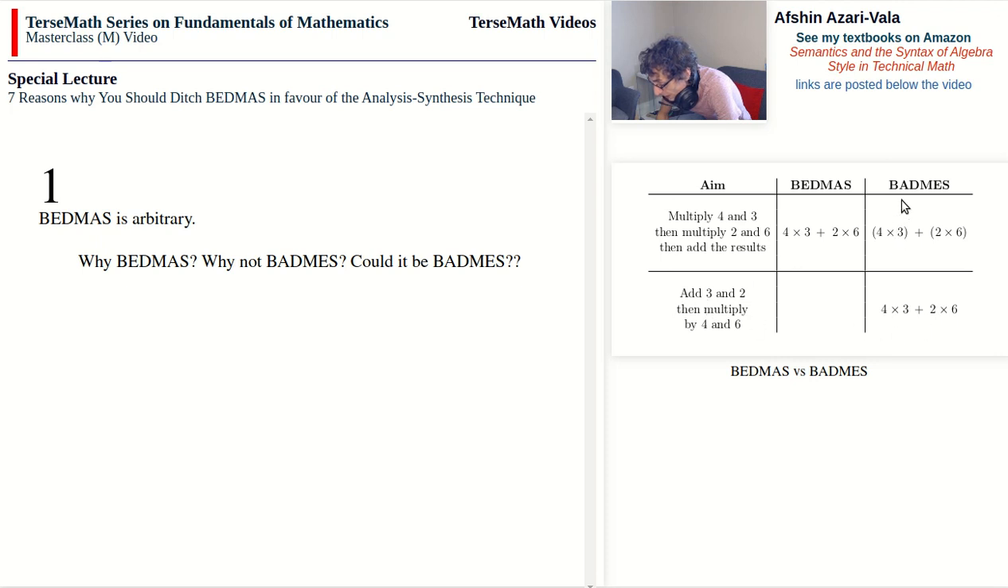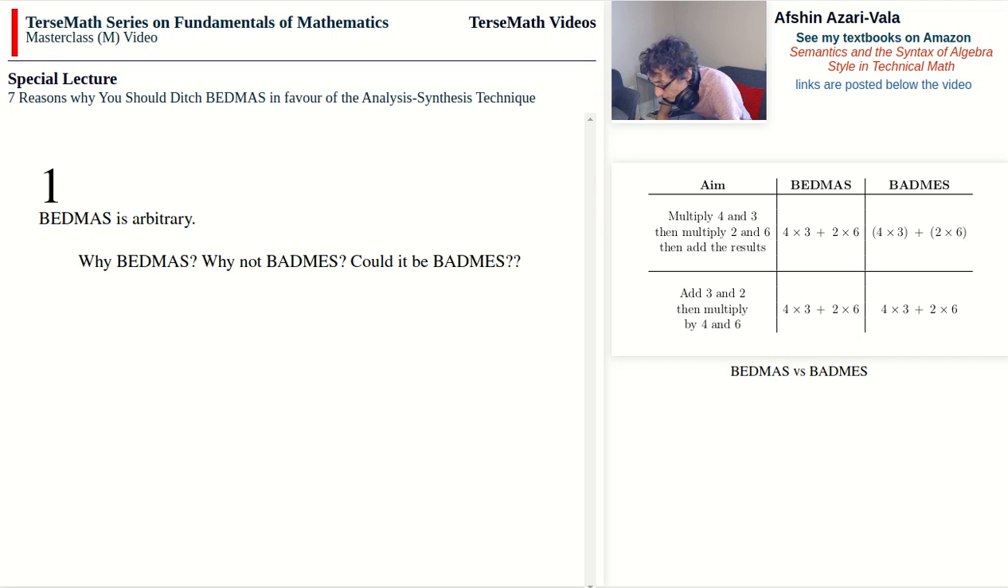with BADNess, again, addition has priority over multiplication, and that means that we would be adding 3 and 2 first, and that would be the objective that we have, and then multiply 4 by that result, and then multiply it by 6. For BEDMAS, though, this sequence doesn't work, of course, because with BEDMAS, multiplication comes before addition, and therefore we would have to multiply 4 by 3 first. That's not what we want to do.